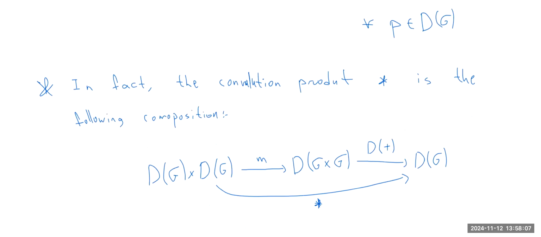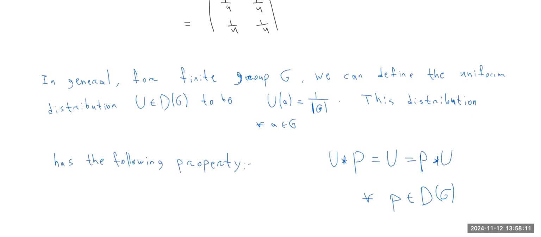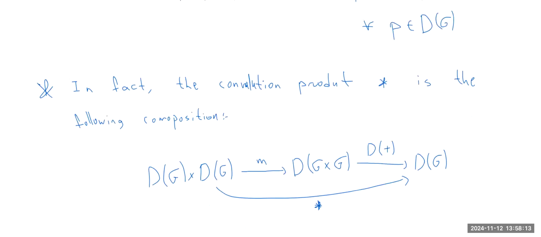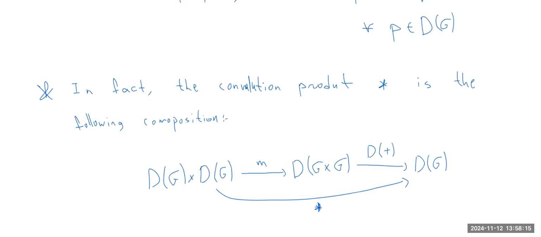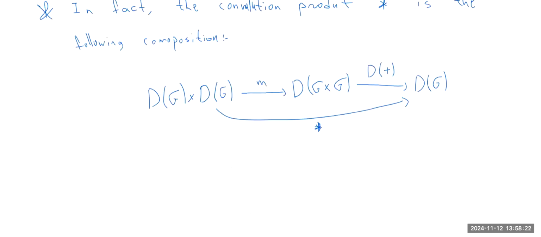Okay. So this is the reason why we got a distribution. You see, here we get a distribution by convolution, but it's always because it's really well defined. It's in fact this composition. Okay.